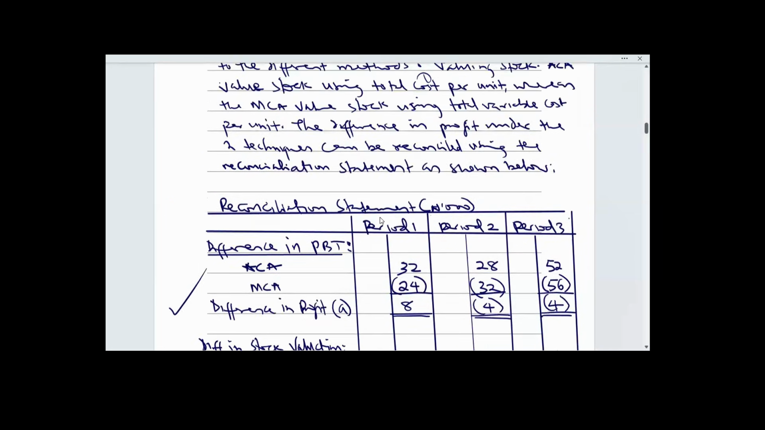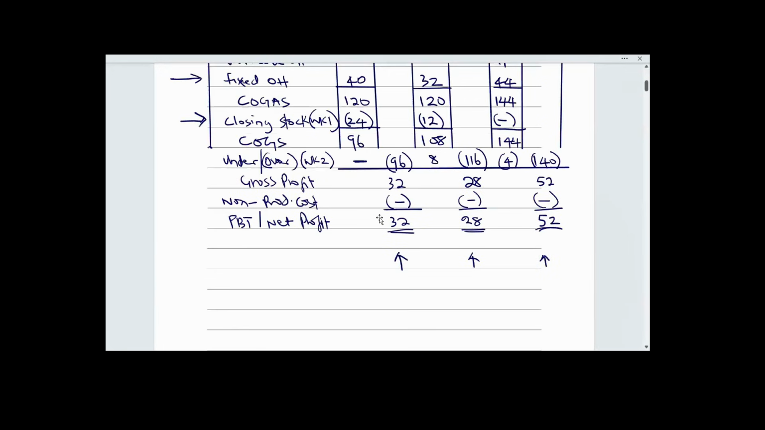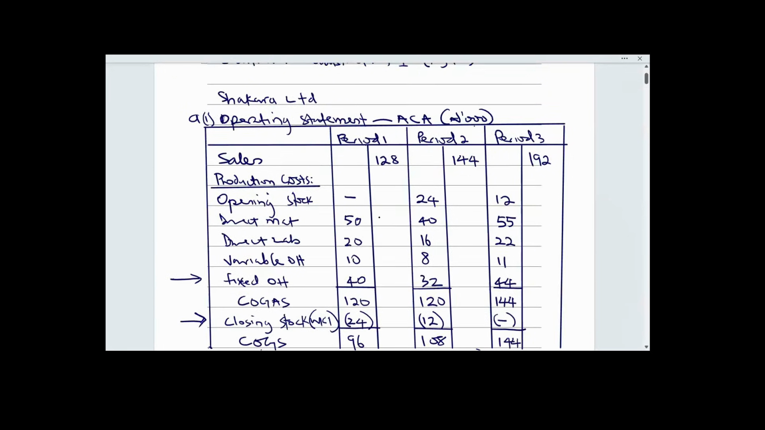And I also explained to you that when you look at our calculation, for example, under the absorption costing, when I draw this line, you will see that in period one, our fixed production overhead is 40,000. In period two, 32,000. In period three, 44,000. It was based on actual units produced. That's why you see that it's changing. In the first period, we produced 10,000 units. In the second period, we produced 8,000 units. In the third period, we produced 11,000 units. You multiply each of the units by 4 naira per unit. So that's how we got all those numbers.